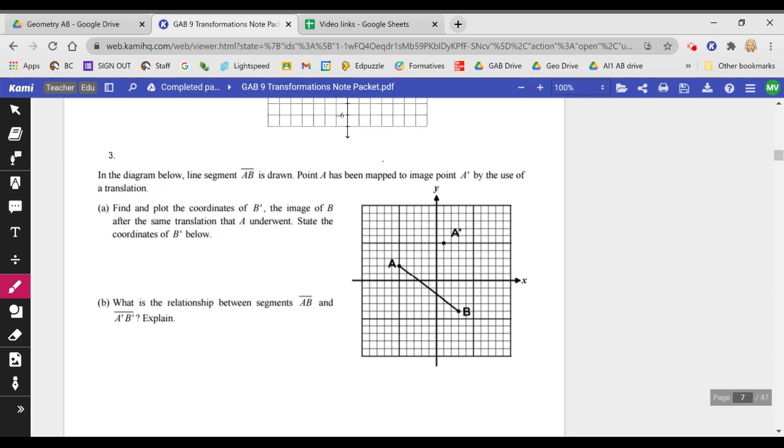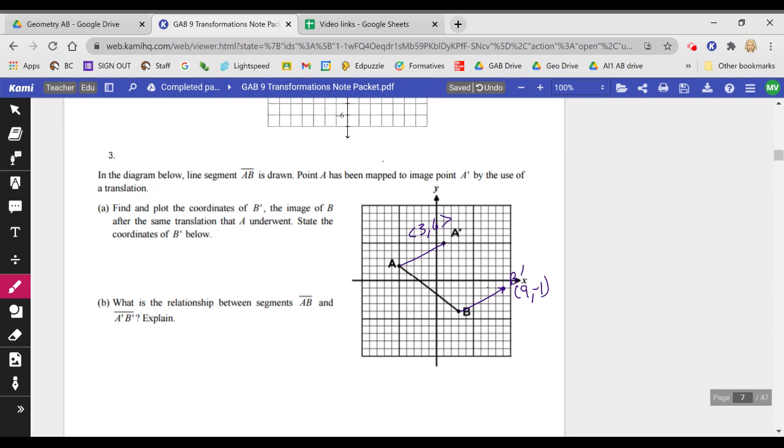State the coordinates. So what I'm going to do is if I look from A to A prime, it followed this vector, which is up 3 over 6. So I'm going to do that same vector on B. So I'm going to go up 3 and over 6. And here's my coordinates of B prime, which is 9, -1. Following that same vector, because when we do a translation, every point moves along the same vector.